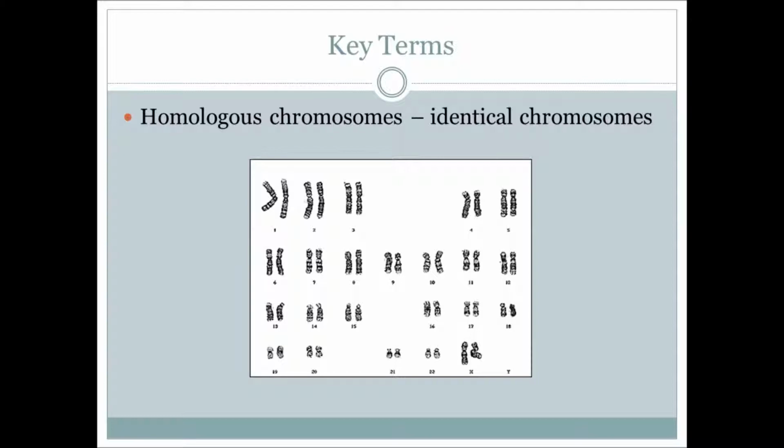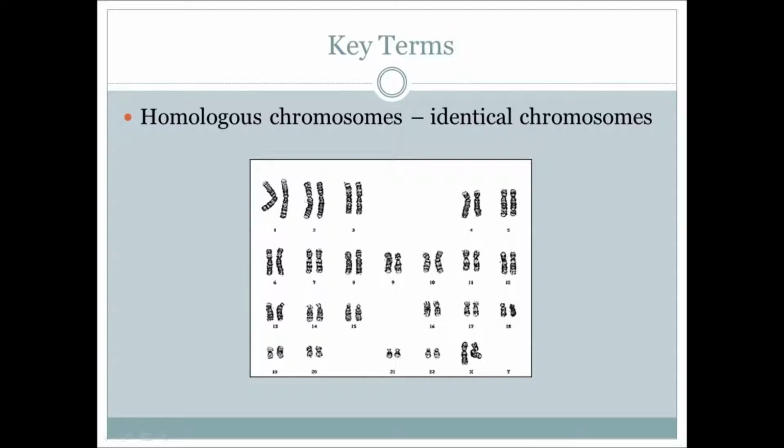Over here we can see that chromosome 3, for example, we have 2 of chromosome 3. They're both identical to one another, and therefore we call them homologous chromosomes. This means that we can point to the chromosome 3 on the right and say the homologous chromosome of this is the chromosome right next to it.